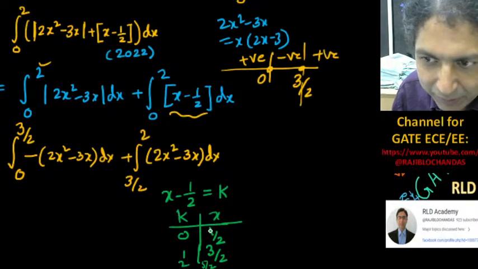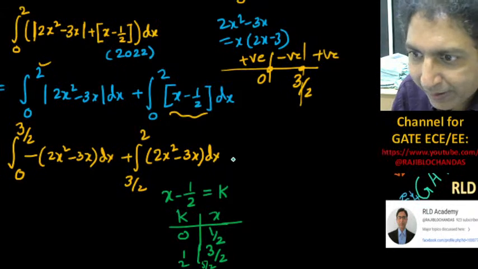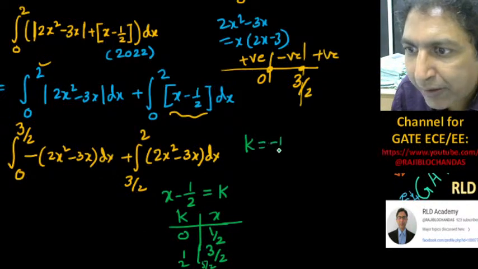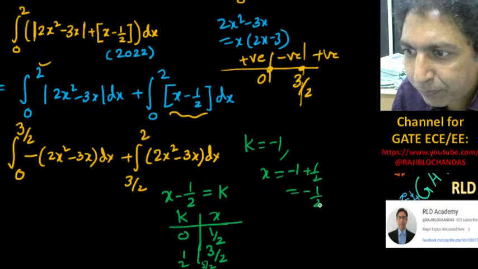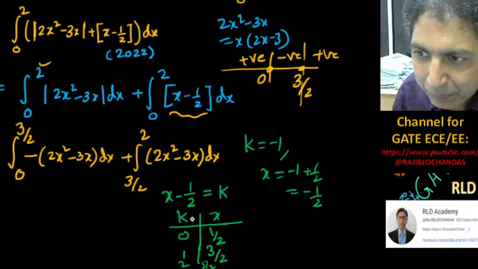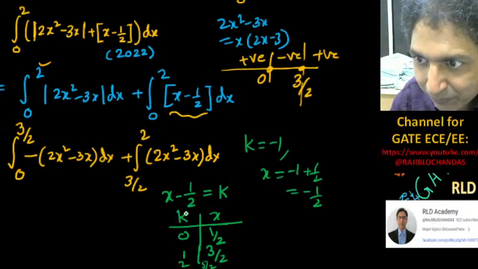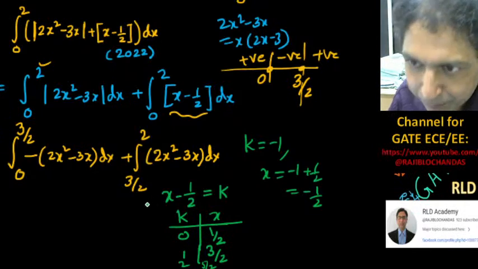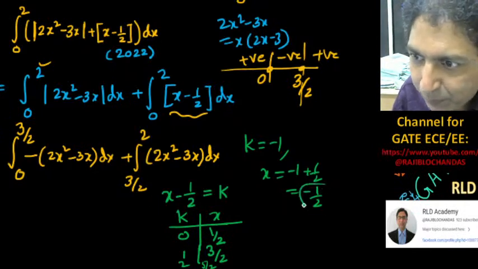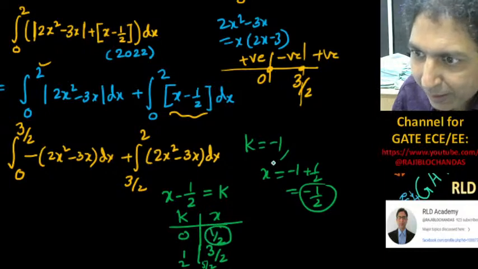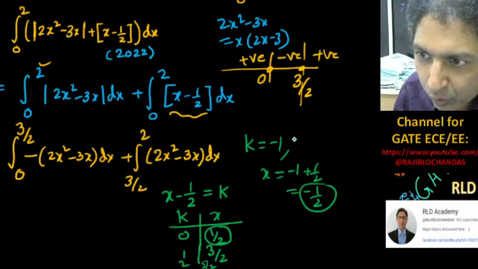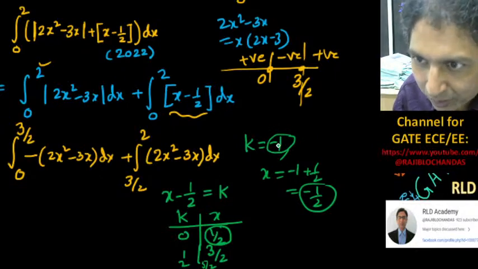So I think you are getting my point. K equal to minus 1 I can get. I have no space here, so k equal to minus 1, that time what is the x? X equals to minus 1 plus half, that means minus half. So what is the meaning? Meaning is that I will get integer k starting from k equal to minus 1 when x equal to minus half. So x equal to minus half to plus half, k will vary from minus 1 to 0. So this lowest, this greatest integer is minus 1.